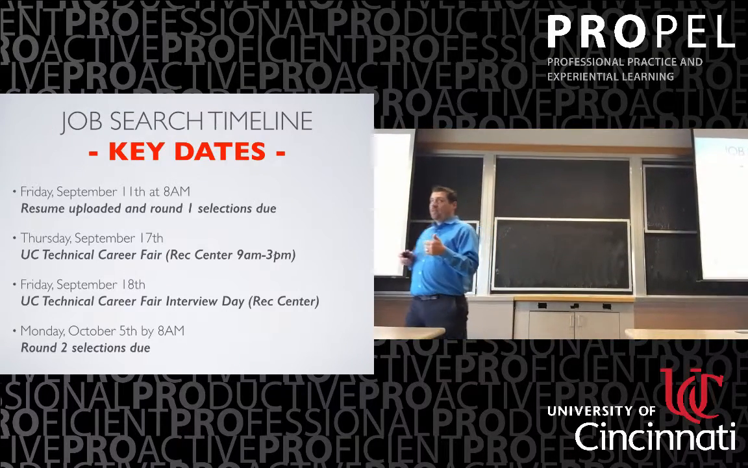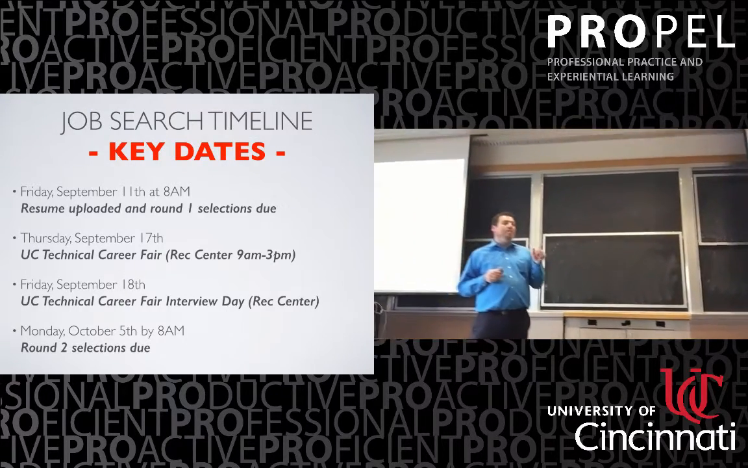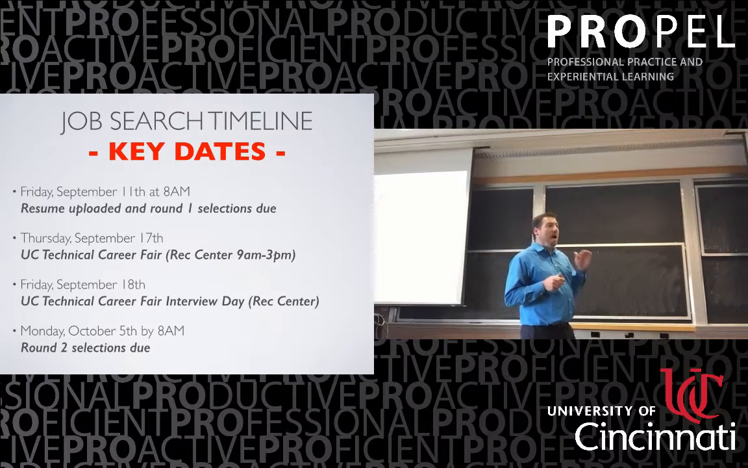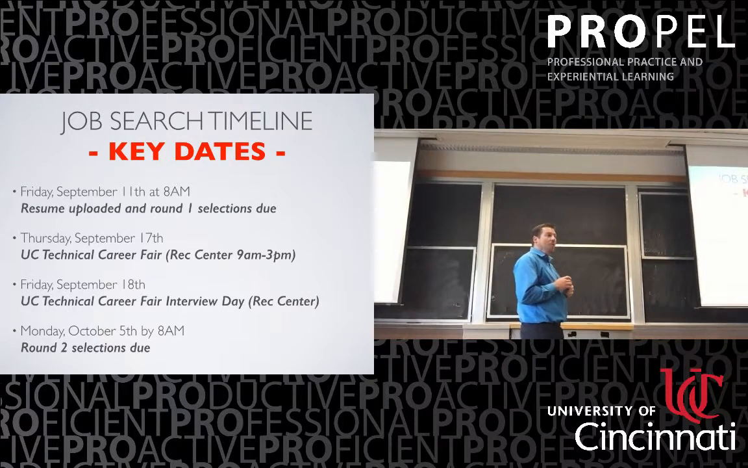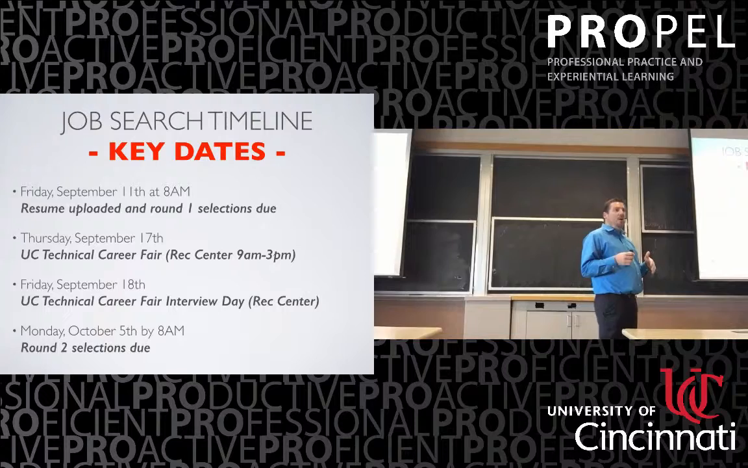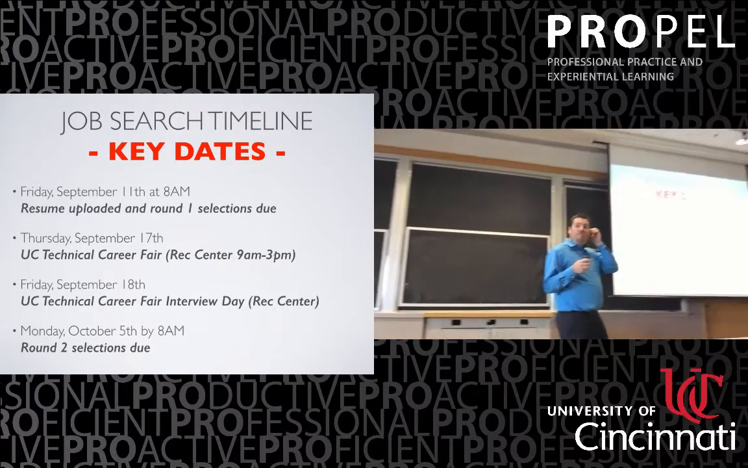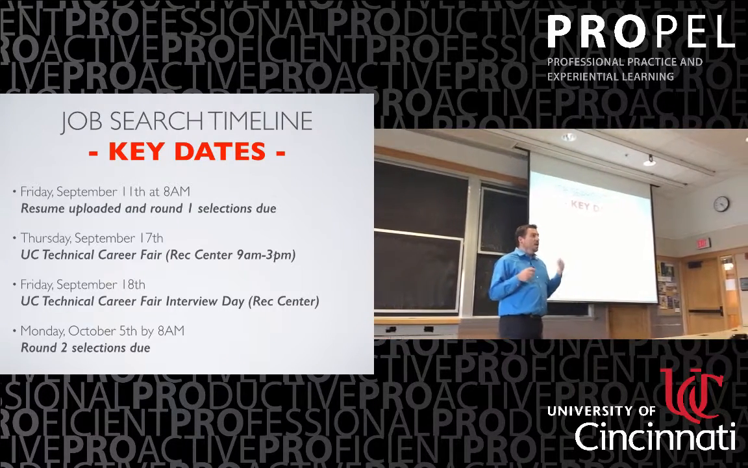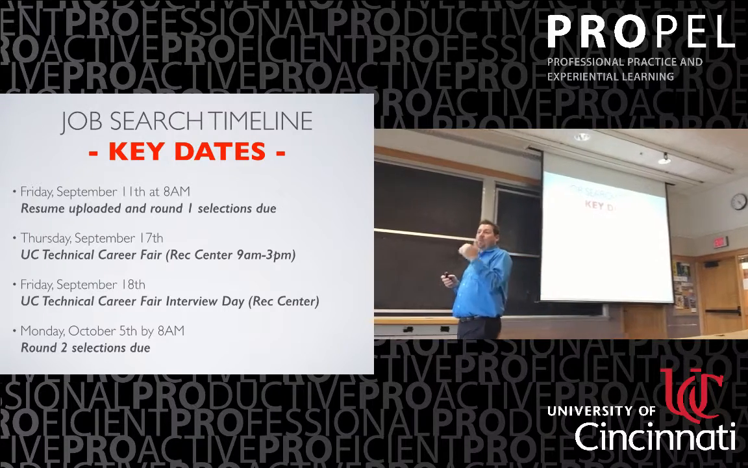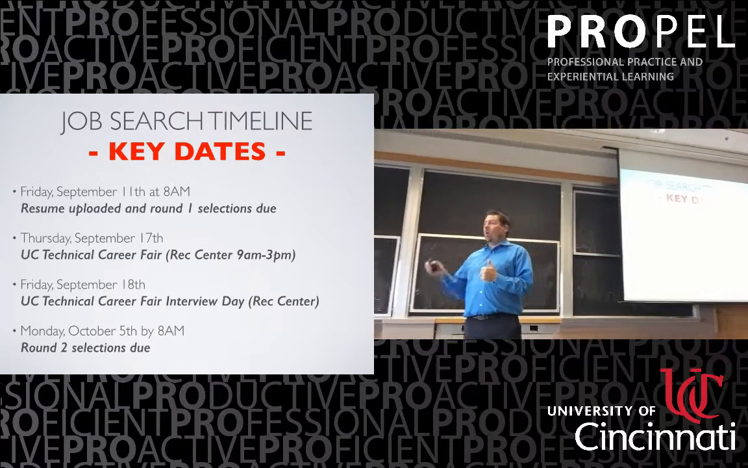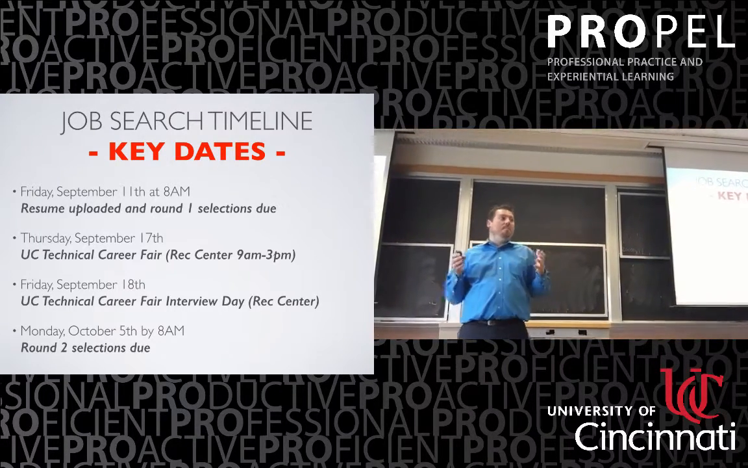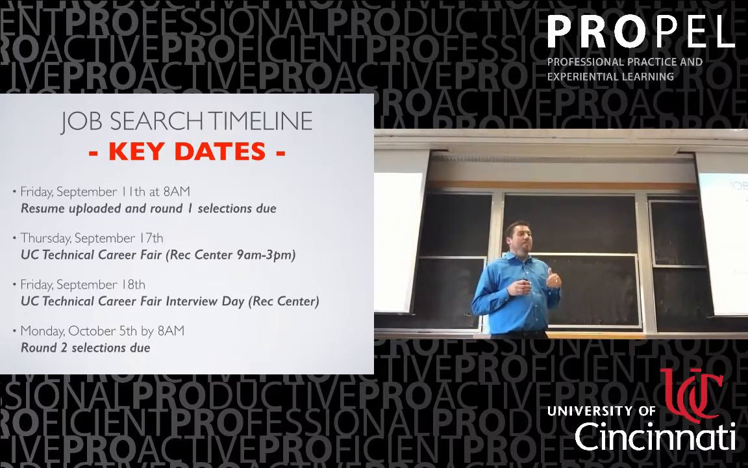First, some key dates. You need to know that on September 11th at 8 a.m., I will go into the PAL system and I will release any resumes that are in there that have been ranked, that have ranked jobs, to employers. If you have not ranked jobs by September 11th at 8 a.m., your resume will not go out in the first round. And that'll be a big miss for you. So make sure you do that.